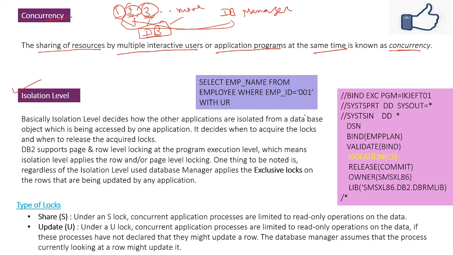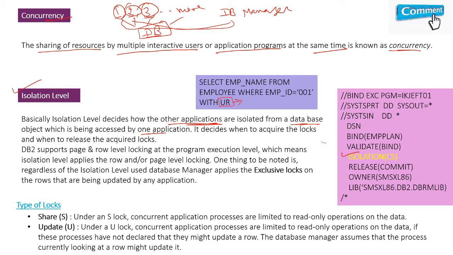Isolation level is a bind parameter which plays a major role in concurrency control. Sometimes users also specify the isolation level while running a query, like UR, which is uncommitted read. The isolation level decides how applications are isolated from a database object which is being accessed by one application or another application.